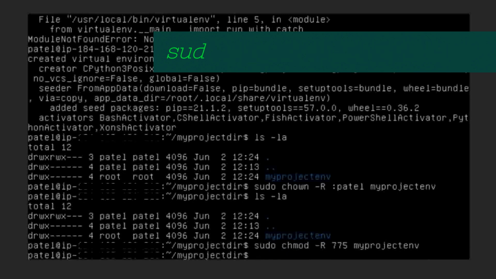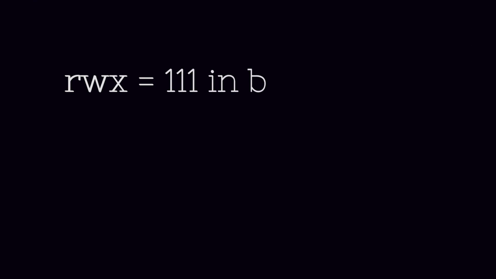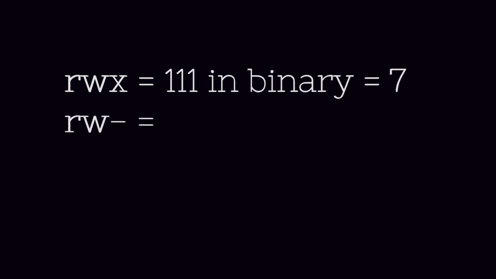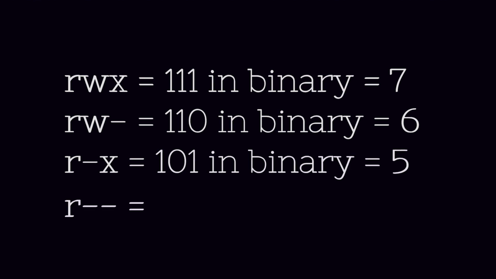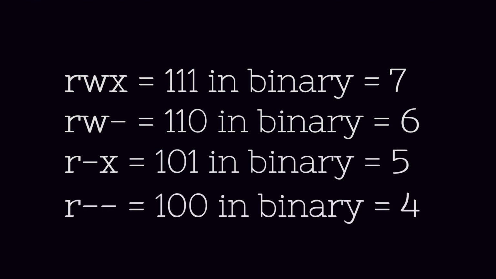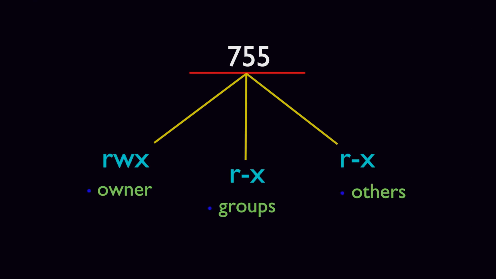So let's understand what 775 is. 111 is the binary equivalent of 7, where we consider 1 as true. So when all the permissions read, write, and execute are true we take it as 7, and so on for 6, 5 and 4 can be understood. And that's it, all we need to understand.